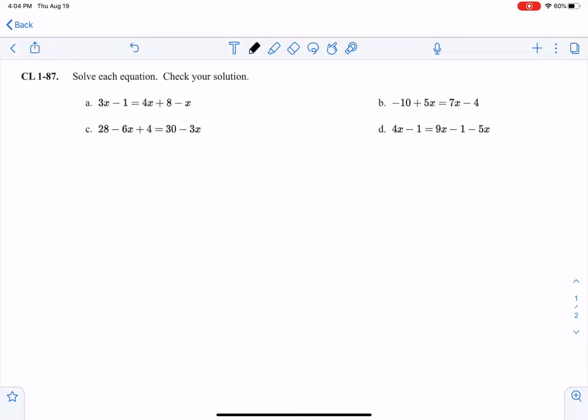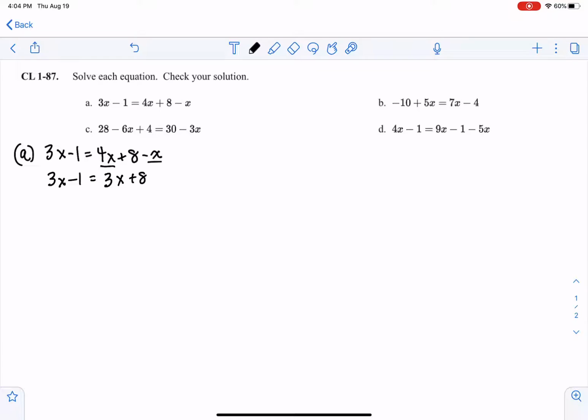Okay, for 87, they want us to solve equations. So let's go down and solve these. So we have 3x minus 1 equals 4x plus 8 minus x. So the first thing we want to do is combine like terms on both sides of our equation. So I have a 4x and a minus negative 1x. So that's 3x plus 8.